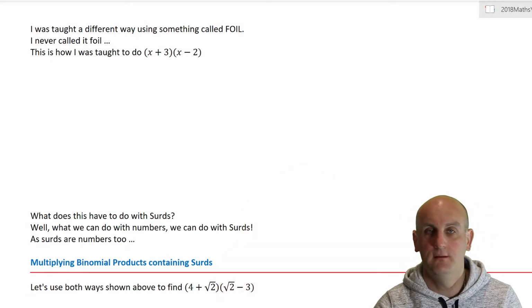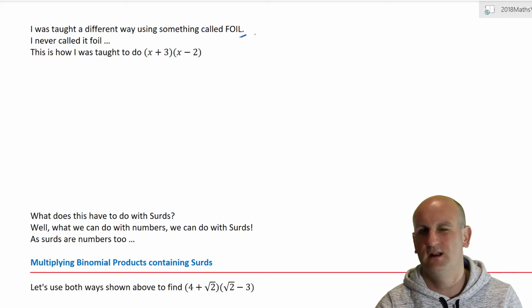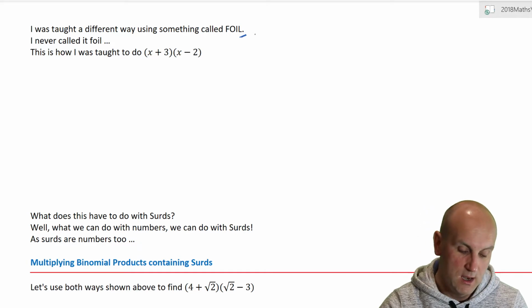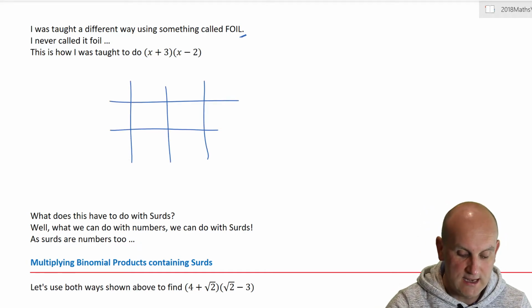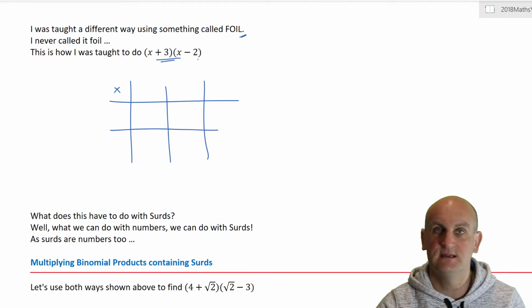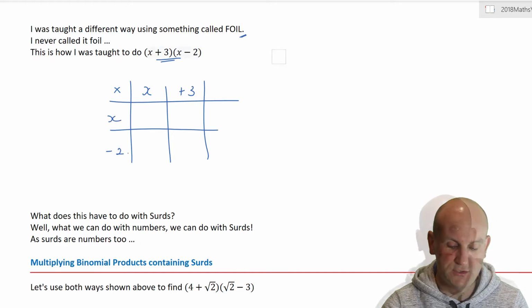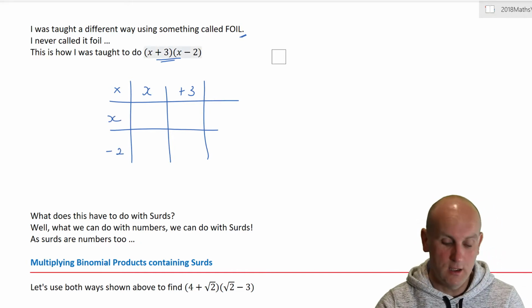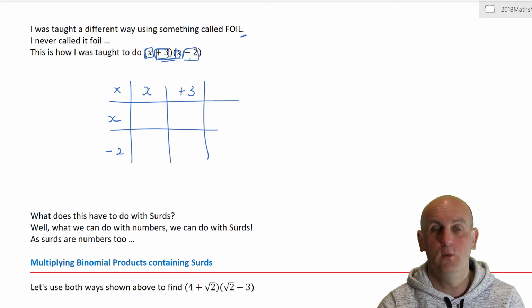And again, I'm going to do it 2 ways. Now, as I say here, I was taught FOIL, which is first, outside, inside, last. Come back to that in a moment. But we could use exactly the same method to now multiply these 2 brackets together. Because I've got an x and a plus 3. I've got an x and a minus 2. So using this grid style, all I'm doing is breaking up my binomial product into x plus 3 and x minus 2. And now, once again, multiplying rows and columns where they cross.